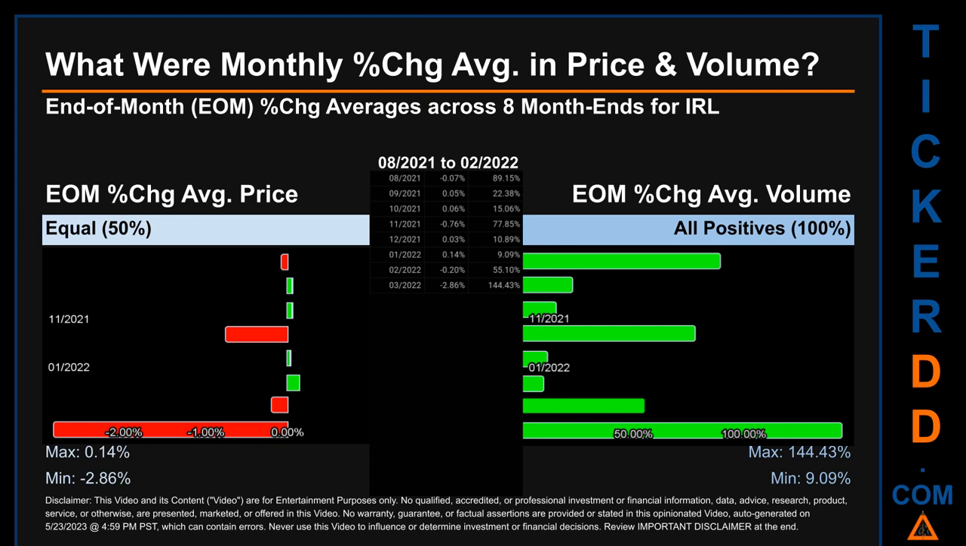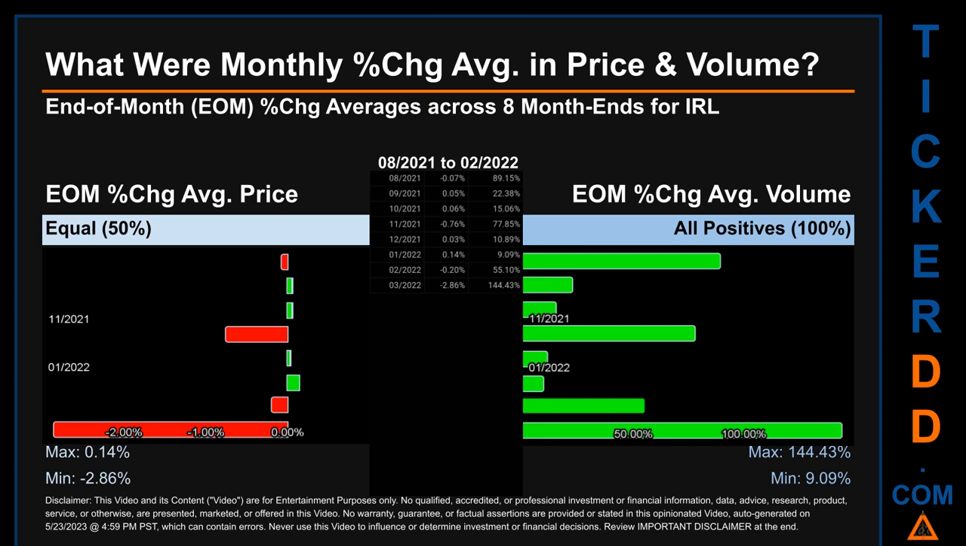What were end-of-month percentage change averages in price and volume for IRL? The monthly average of percentage change in price and in volume were calculated for each of the 8-month ends. That calculation took daily percentage changes and averaged them for each given month. If a month end came out negative, then it means that the month summarily saw a negative change.